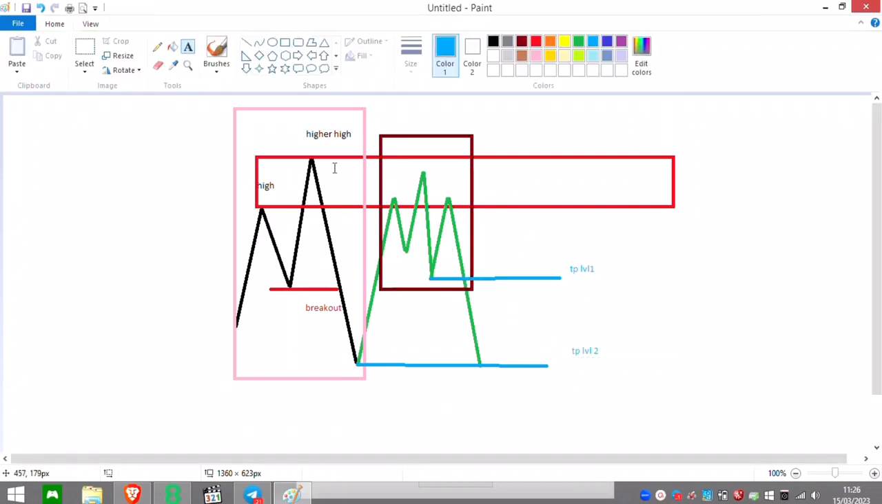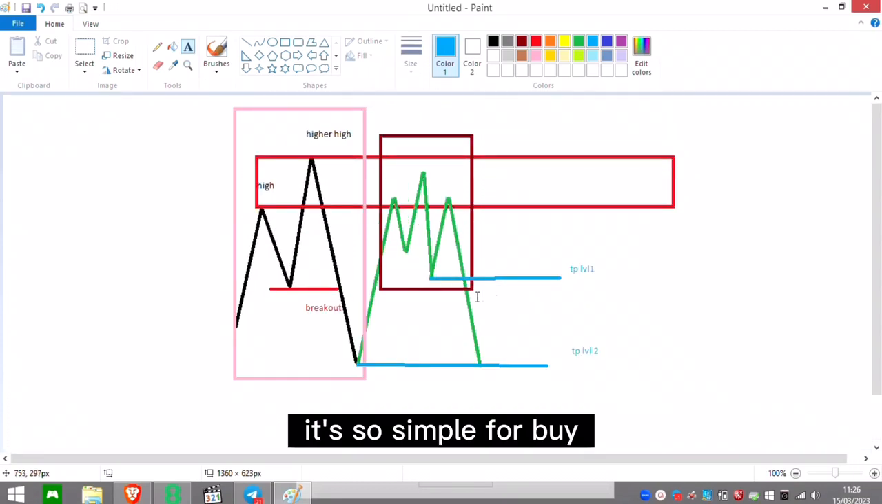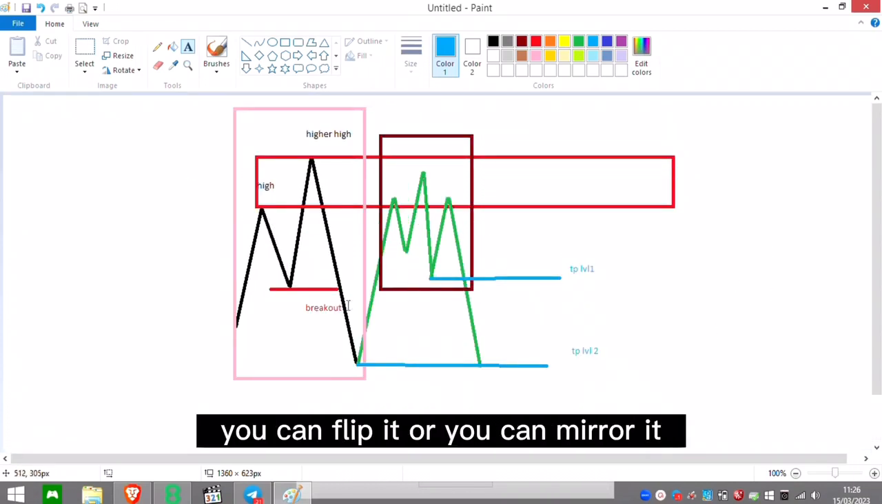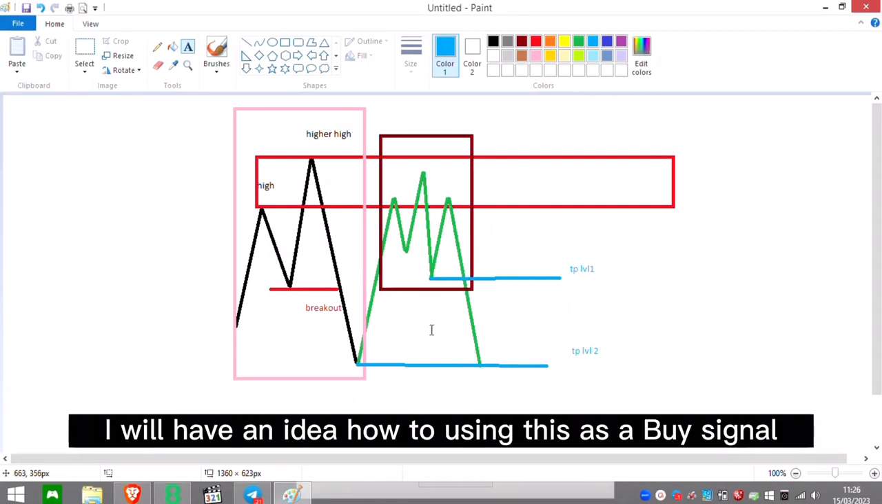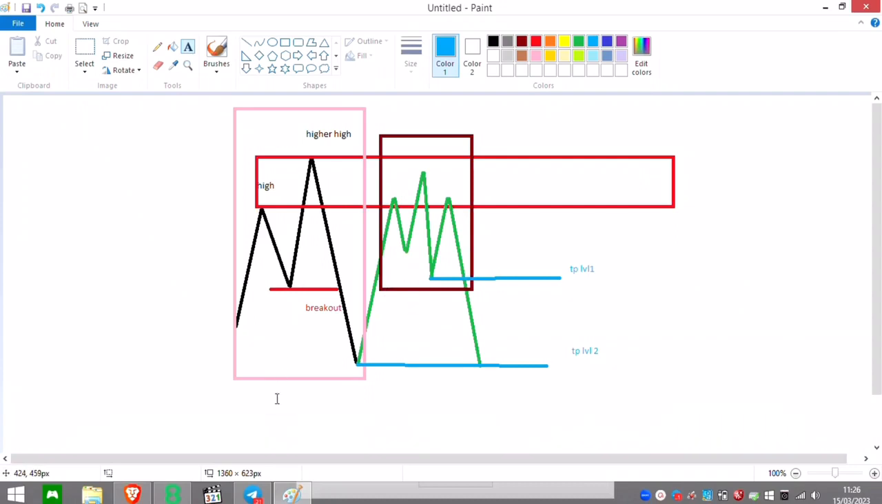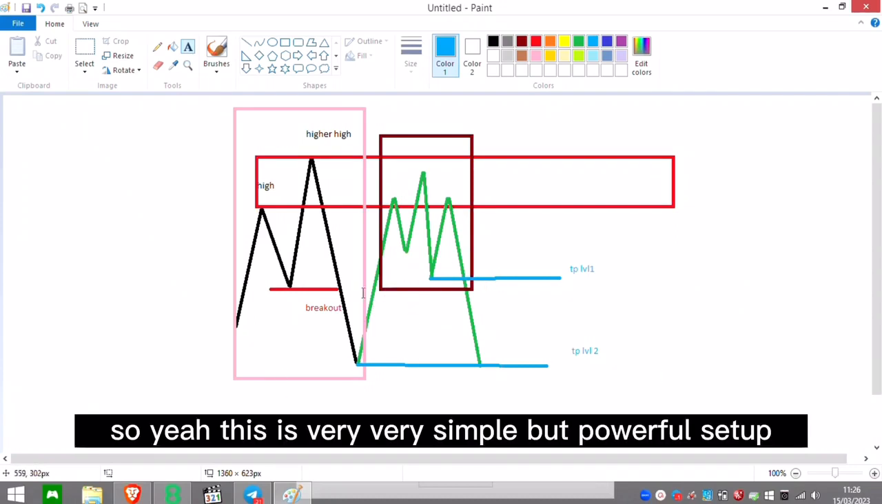So this is TP level 1, and this probably will be TP take profit level 2. Right, it's so simple. For buy, you can flip it, you can mirror it, just flip this pattern downwards. I will see, and you will have an idea how to use this as a buy signal. So yeah, this is a very simple but powerful setup.